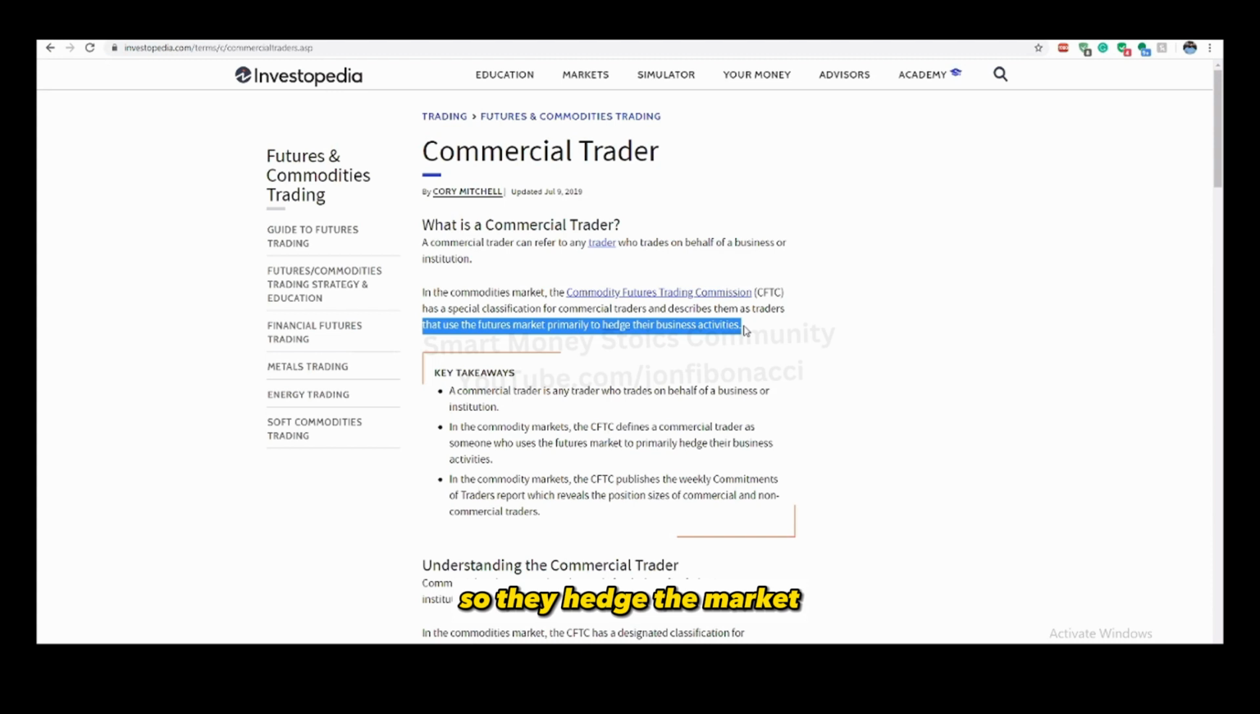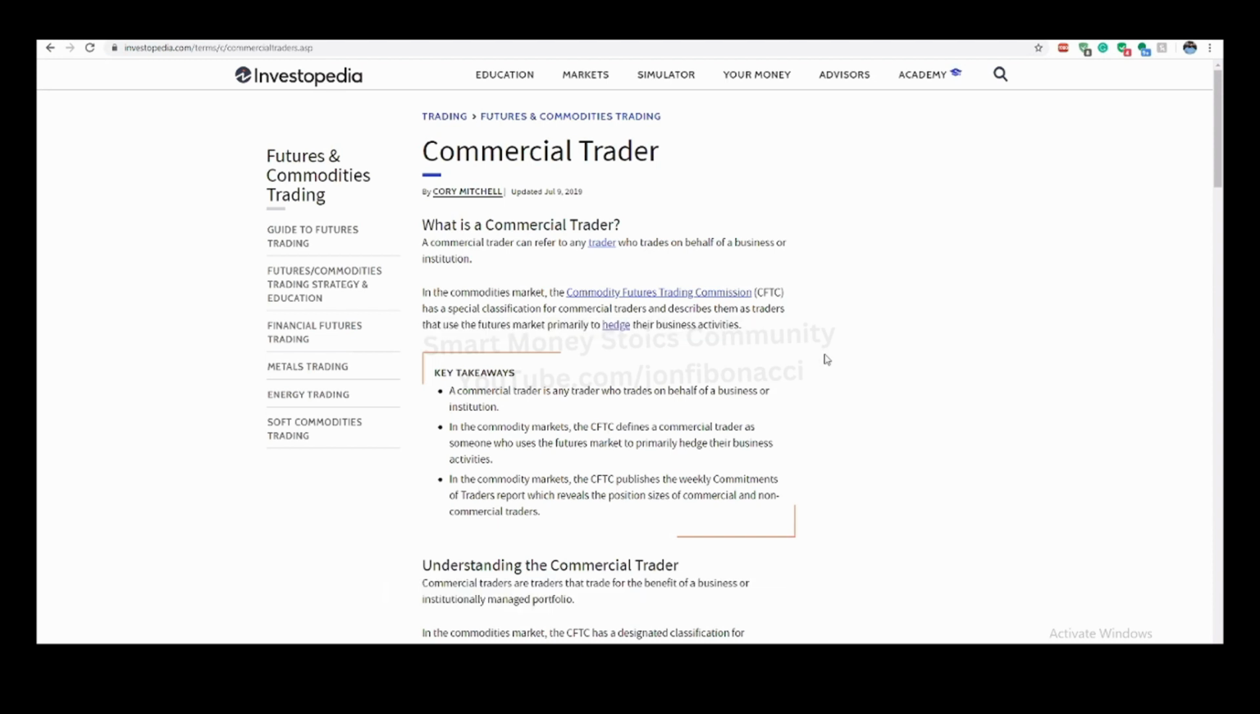So they hedge the market. Whether the market goes up or down, they're not going to lose or gain very much at all. What they lose in the price of the asset, they're going to make back from their business, and vice versa. If they lose profitability from their business, they're going to make the money back from, guess what, the futures market. Obviously, it's not going to be exact. They might lose a couple thousand, but it's not going to be hundreds of millions of dollars. Anyway, that's what commercials do.